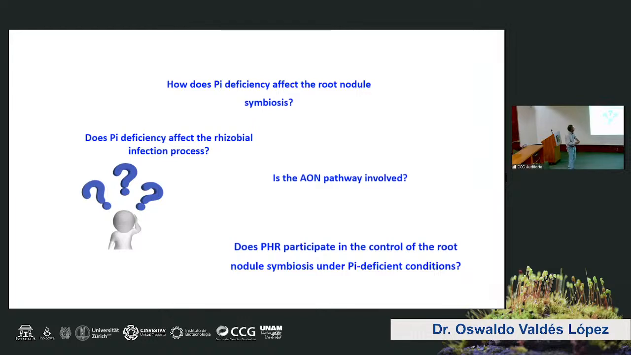So when I moved to Mexico, I started to try to answer all of these questions. How does phosphate deficiency affect the root nodule symbiosis? Does phosphate deficiency affect the rhizobial infection process? Is the autoregulation of nodule number pathway involved? Does PHR participate in the control of the root nodule symbiosis under phosphate deficient conditions? I have spent almost 12 years working in the lab trying to answer these questions.